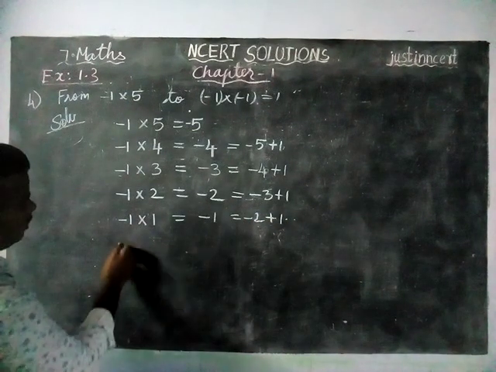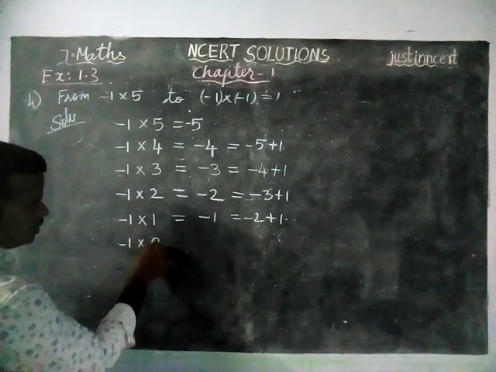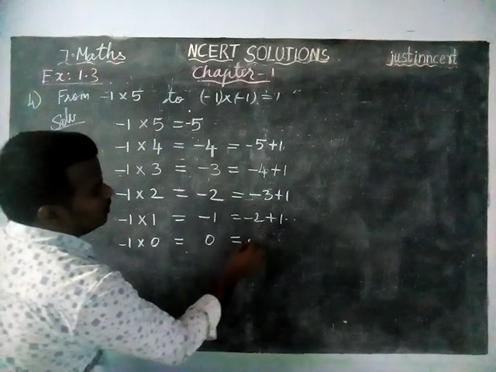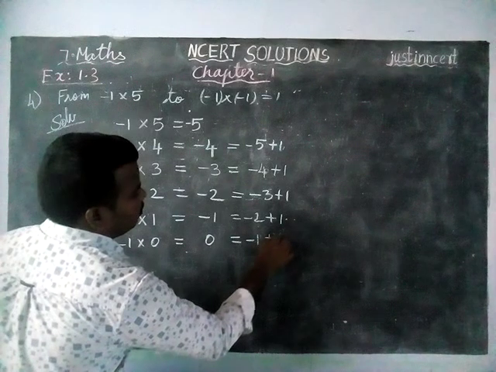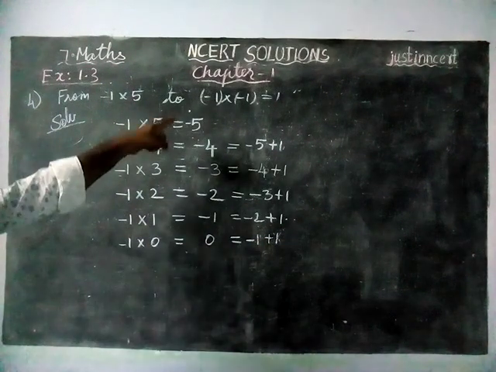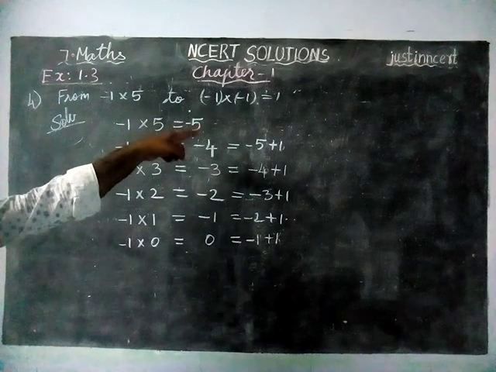Next step, minus 1 into 0 is equal to 0, which is equal to minus 1 plus 1. So we will get 0 as the answer. And next, they ask us to find it up to minus 1 into minus 1.